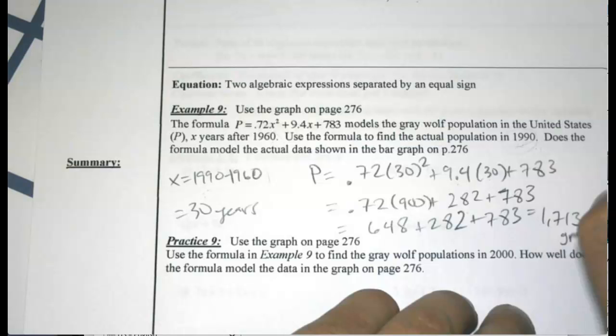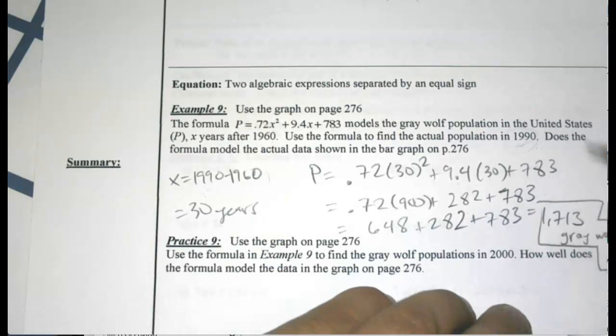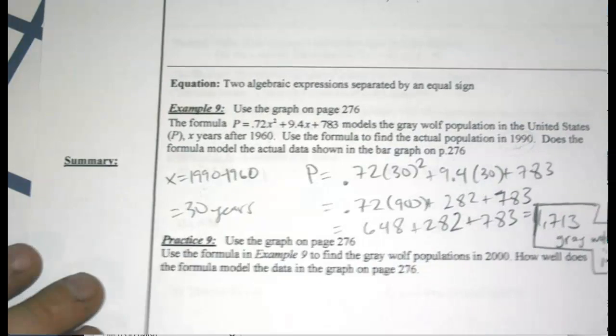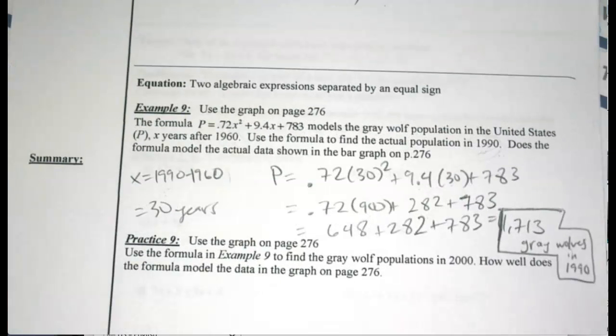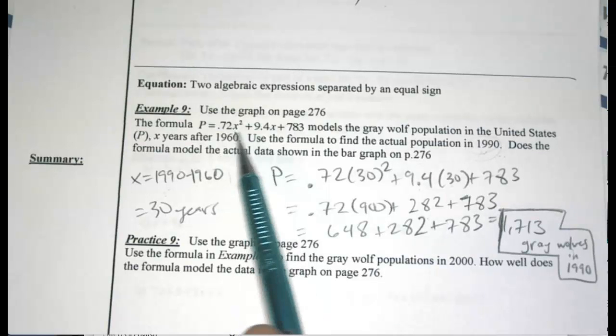1,713 gray wolves in 1990 is technically what this is saying. So if you missed any of that up there, again, it was an equation that models the gray wolf population in the United States X years after 1960. So however many years after 1960 it is, you fill that in for X.